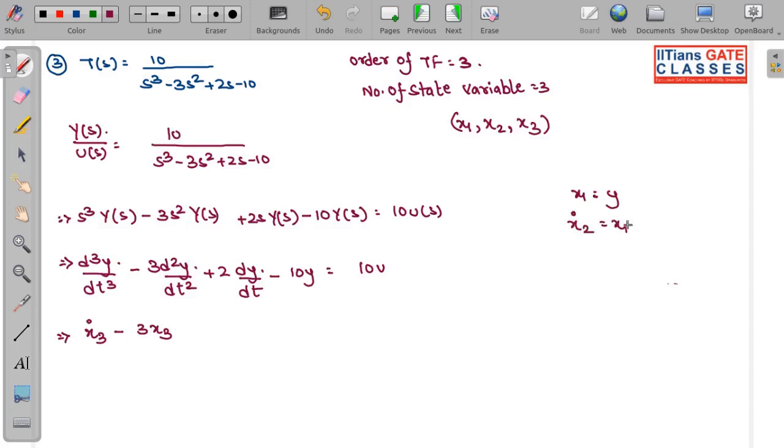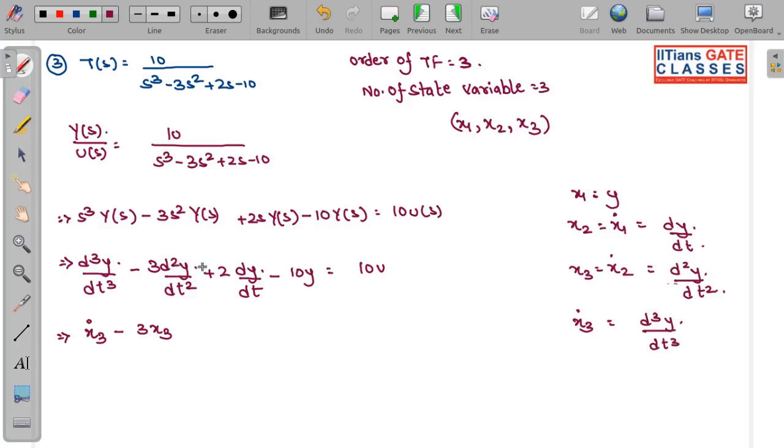Sorry, x2 is equal to x1 dot, so this is equal to dy by dt. x3 dot is equal to x2, so that means what? x2 is already this, so x3 is equal to x2 dot, so this will be d square y by dt square. So x3 dot is equal to what? This will be d cube y by dt cube.